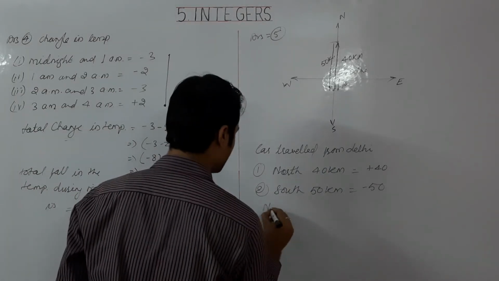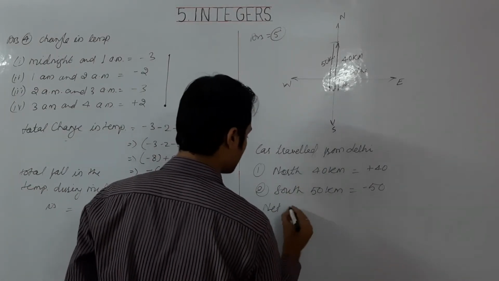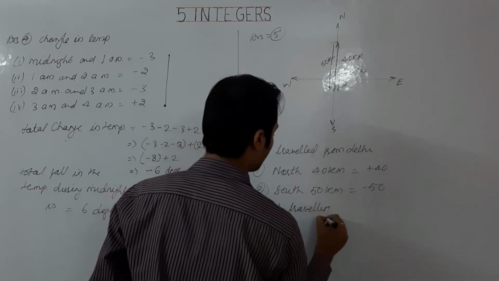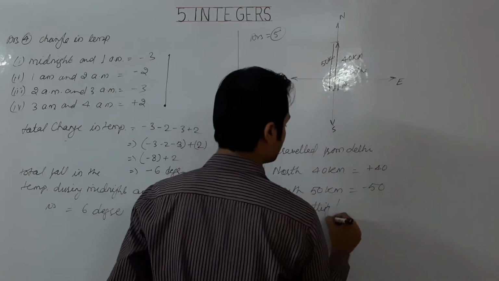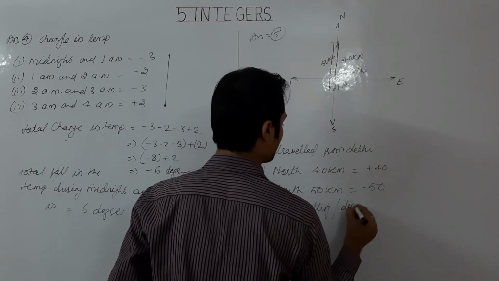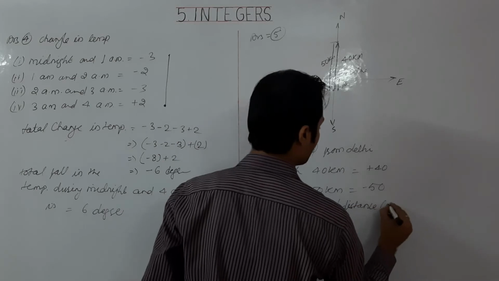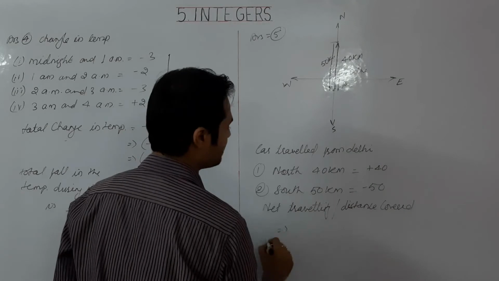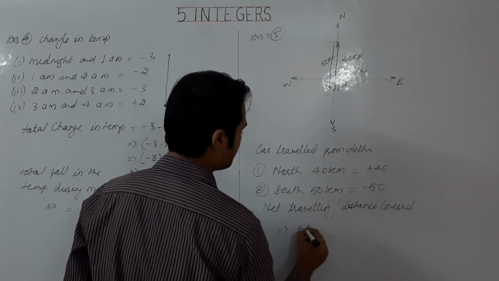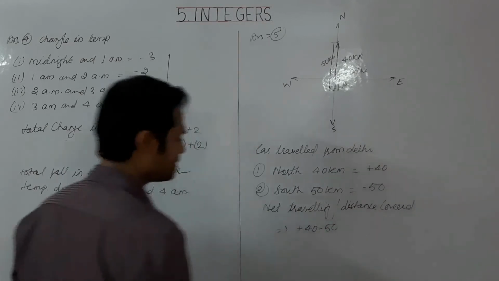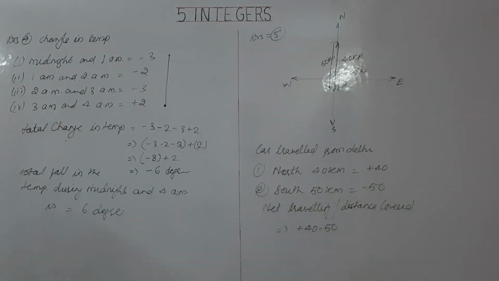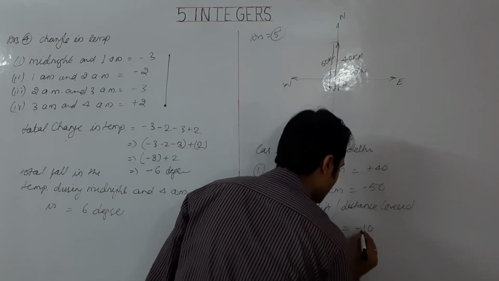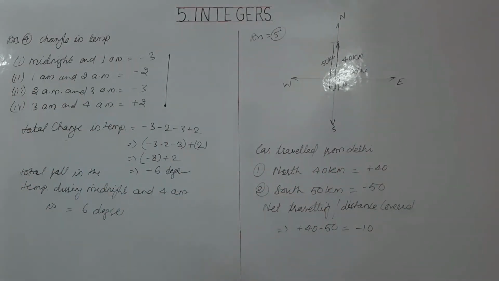So net traveling or distance covered, actually it's a displacement, but we'll write distance, is plus 40 minus 50. Plus 40 in north direction, minus 50 in south direction. So net is 10 with a negative sign. Negative means in south direction.